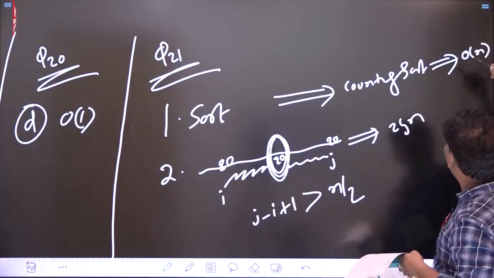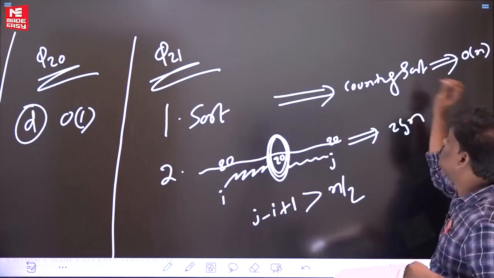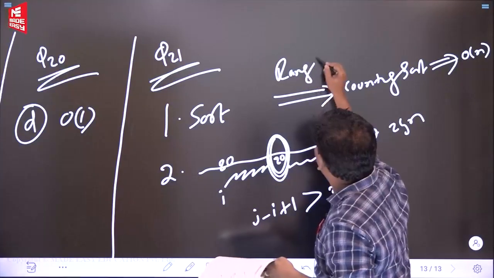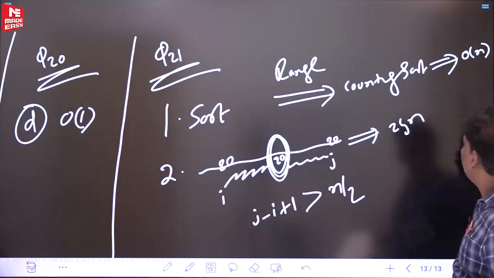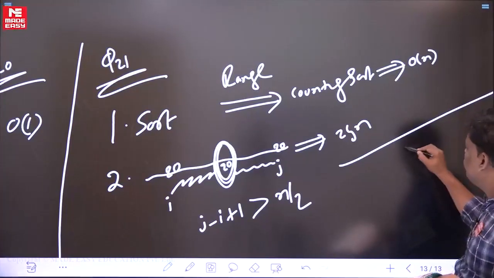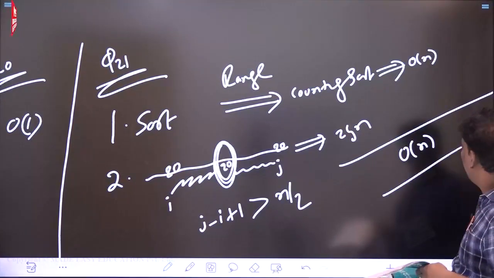Some people are asking, sir, how do you know you have to apply counting sort? The range is given, so apply counting sort, n time. So sorting will take n time. Verification will take log n time, overall n time. The answer to this problem is n.